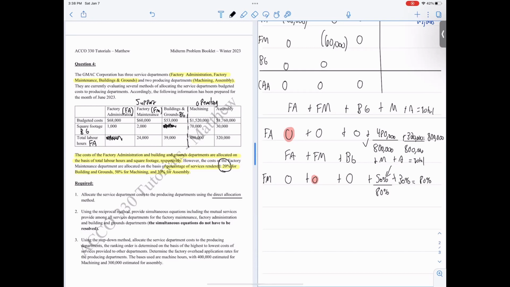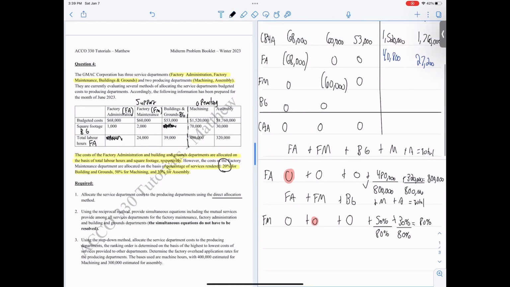So your proportion for machining is 50 over 80. Then for assembly, it's 30 over 80. If you do the math, I think this one comes out to 0.625, and then here's 0.375, something like that. You could go check the math. So anyways, guys, if we do 60,000 times 50 over 80, we'll get 37,500. Then if we do 60,000 times 30% over 80%, that gives us 22,500.